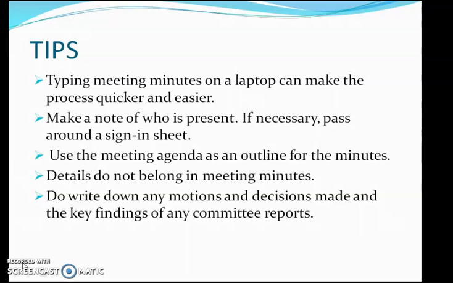So finally, I want to give a few tips while writing your minutes. Typing meeting minutes on a laptop can make the process quicker and easier. Make a note of who is present in the meeting. If necessary, pass around a sign-in sheet. Use the meeting agenda as an outline for the minutes.